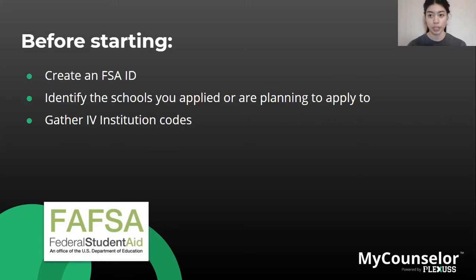Gather the institution codes. You can find the institution codes on their website, or you can also find them while filling out the FAFSA. Know your deadlines. You will have to know the deadlines of when the FAFSA is due, especially for the schools you are applying to. Some schools may require you to have the FAFSA finished earlier than others.